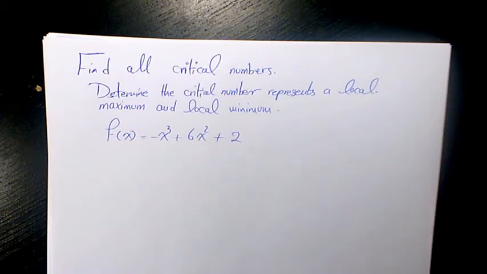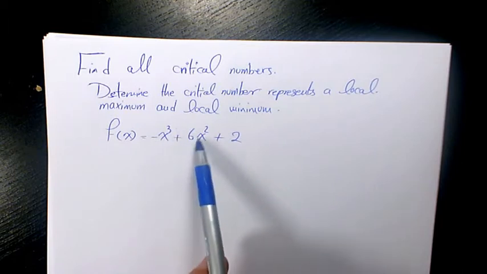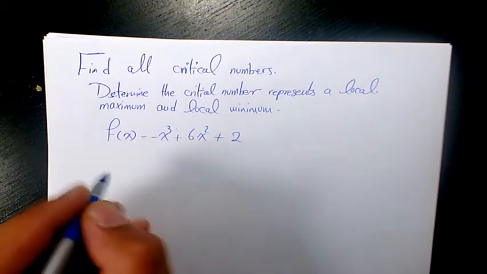Welcome to another video. In this video I want to show you how to find out the critical numbers. So f of x is negative x cubed plus 6x squared plus 2, and we need to find out the critical numbers and also find out the local minimum and local maximum.